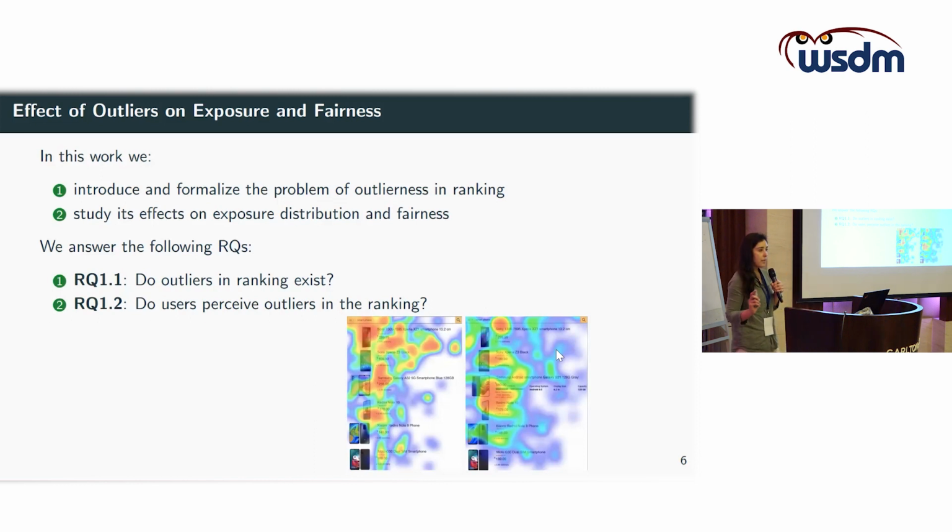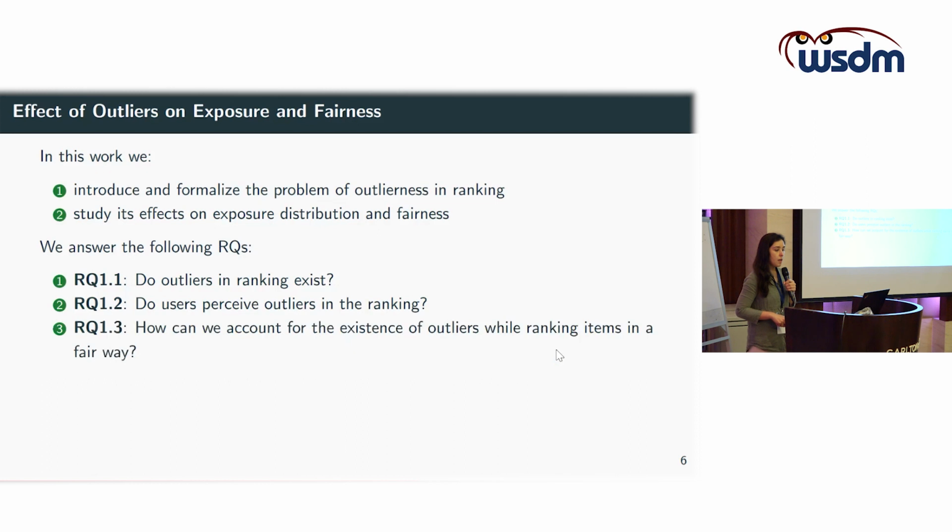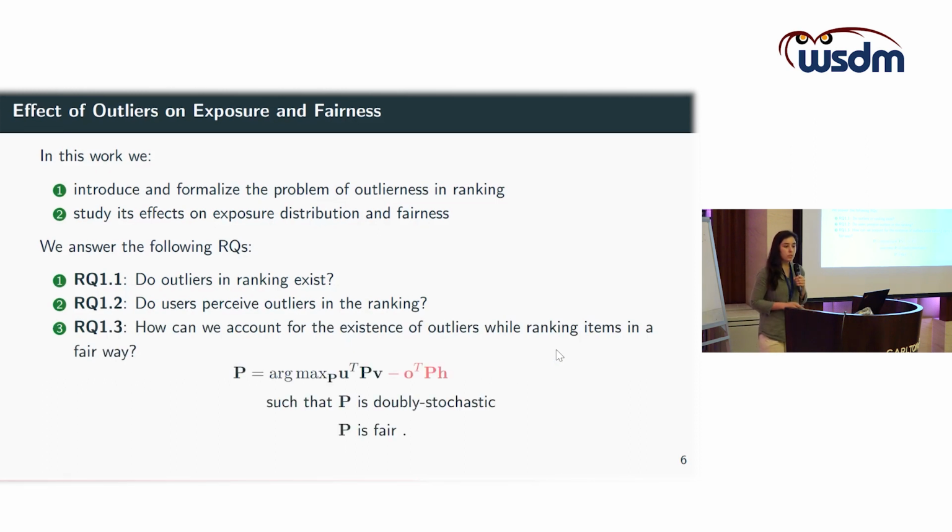Next, we put an outlier in the middle of the page and again showed this page to users. And you can see on the right that most of the attention went to the outlier item. So the answer again is yes, people do perceive outliers in ranking. Lastly, we proposed a model to mitigate the outlierness of the list while maximizing the utility and staying within the fairness constraints.